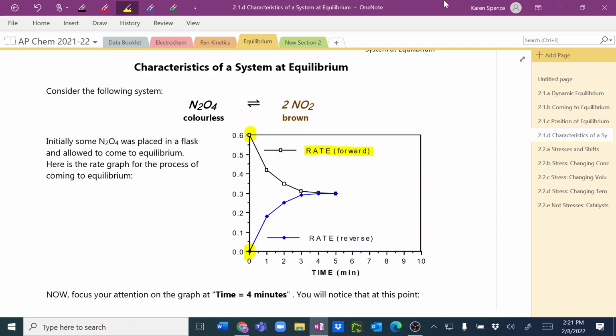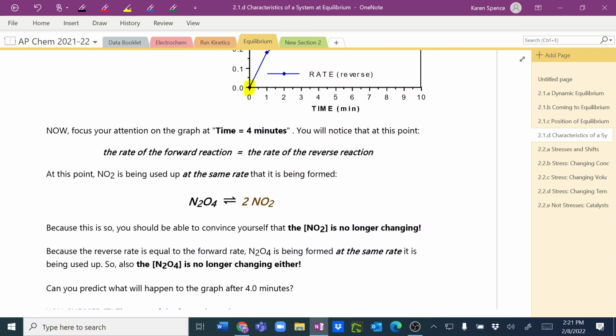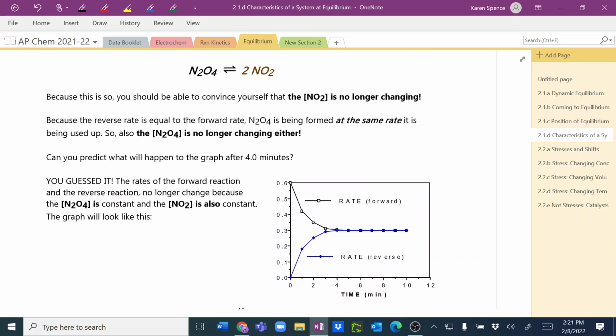Do we need to go over why the forward rate slows down, or are we okay? We're okay? All right, moving on. So we get to a point where they are no longer changing. Both rates have equaled out. So those two rates are always going to meet somewhere in the middle.